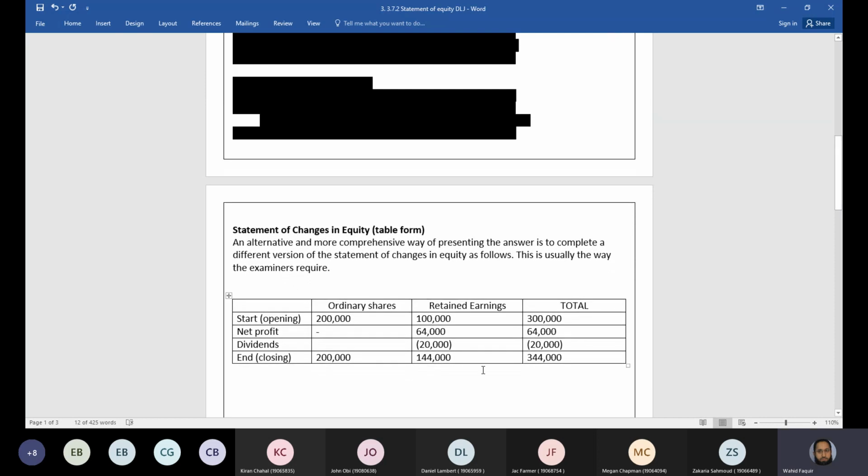Well, this is our SOCIE table. Now you can trace back the opening figures. We started off with 200,000 in ordinary shares, 100,000 in retained earnings. During the year, we generated a profit of 64. Now, why have we not put the 80 in there? Very important to note this. When we say net profit or profit from operations, actually, profit after tax, isn't it? Profit after tax. Let's just double check that, prove it.